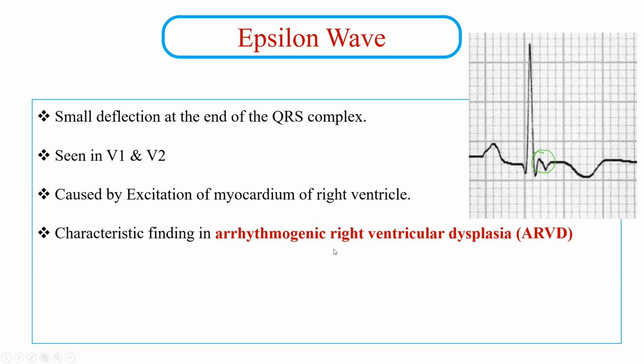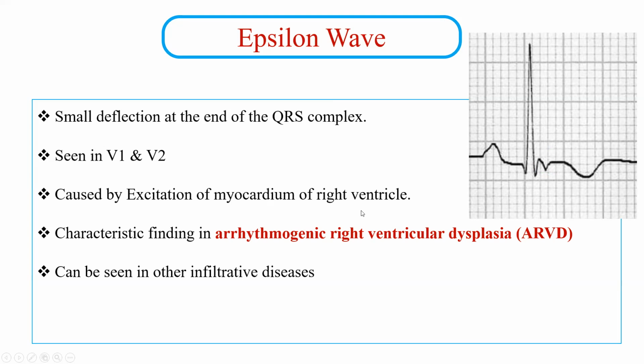But we also can see Epsilon wave in other diseases like sarcoidosis, for example, amyloidosis as well, or even if we have a right ventricular infarction in which the muscle has been replaced with fibrosis. When it's replaced with fibrosis, you will have the same physiology in which there are some islands of viable cells within this fibrous tissue that can give you an Epsilon wave.